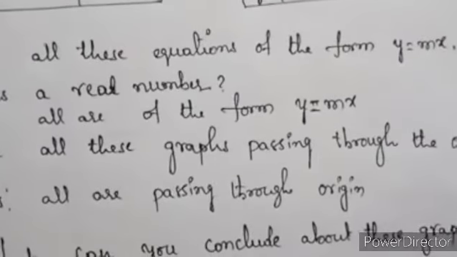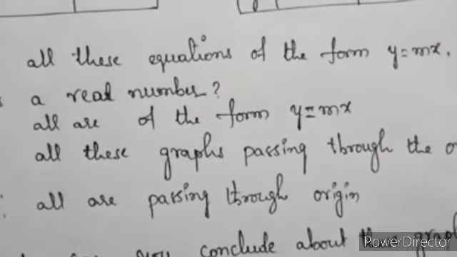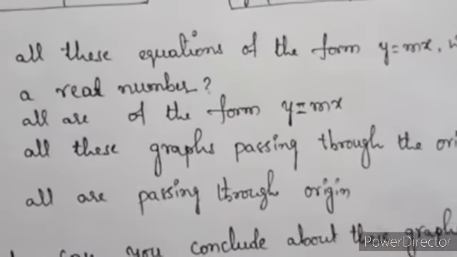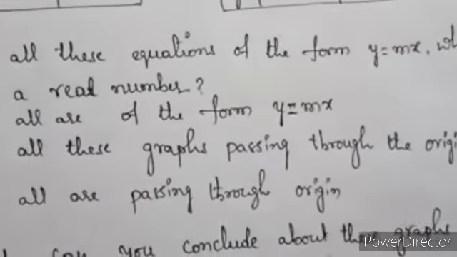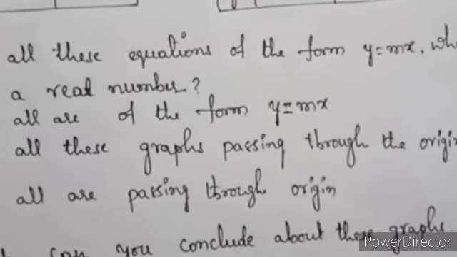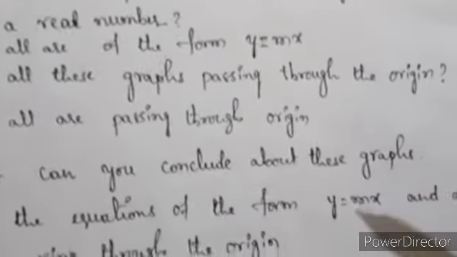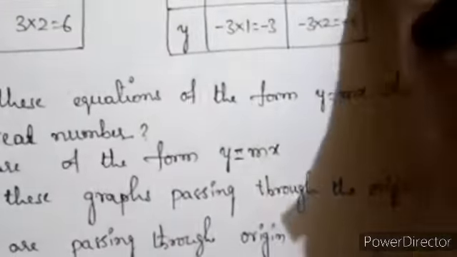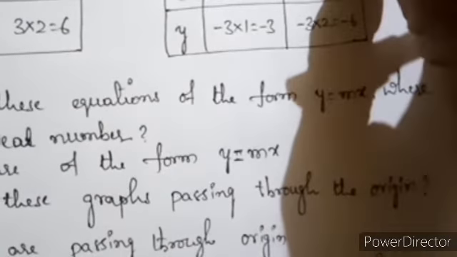What can you conclude about the graph? From the graph, what can we say? All the graphs are passing through the origin and all equations are in the form of y is equal to mx. So write that only. All equations are of the form y is equal to mx, and all the lines are passing through the origin.